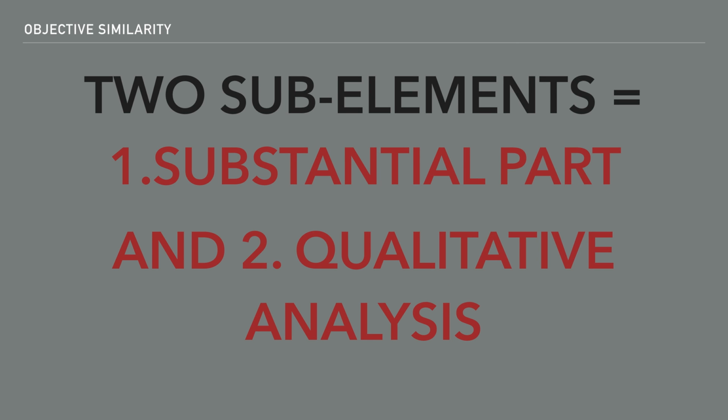To establish objective similarity, there are two elements. 1. The reproduction must contain a substantial part of the original work, and 2. The substantial part is determined by its quality.